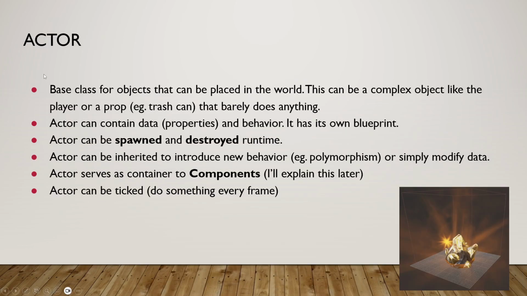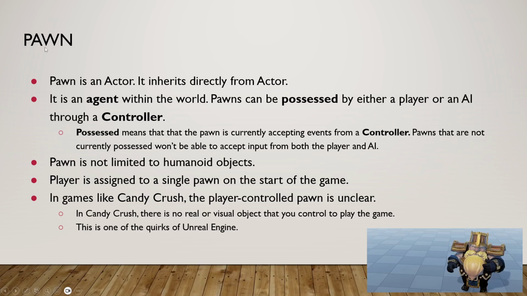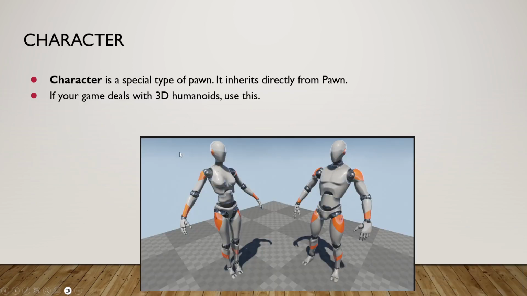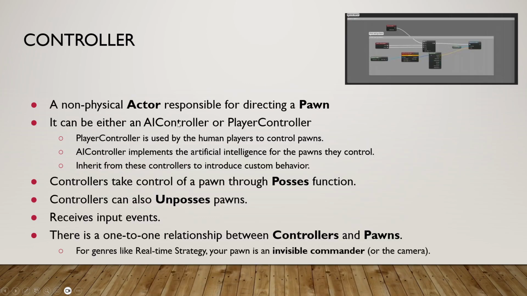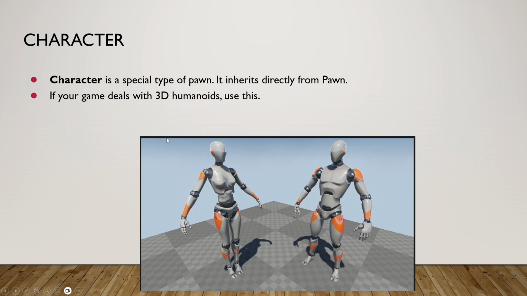Again, actor is the base, and under actor is pawn, which can be possessed. Character is under pawn, which specializes in humanoids. Sir, I do have a question. For clarification, an actor is just like an object, but if you want an interactable object, you have to create a pawn under that actor? Not really interactable. If you want to take control of an actor, then it should be a pawn.